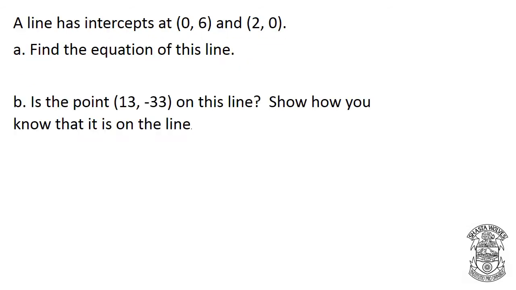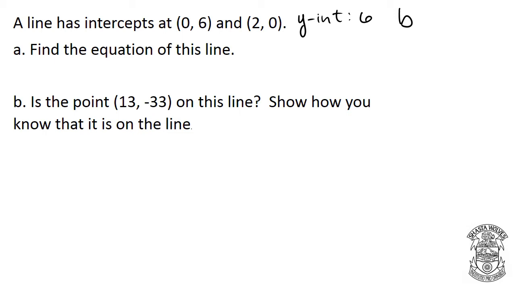A line has intercepts at (0, 6) and (2, 0). So I've got the y-intercept there, followed by the x-intercept. It says find the equation of this line. Well, one of the things that makes this super simple is the fact that I do know the y-intercept right off the bat. When x is 0, I can see that y is 6. So my y-intercept is at 6, and that's going to be the value of b that I use.